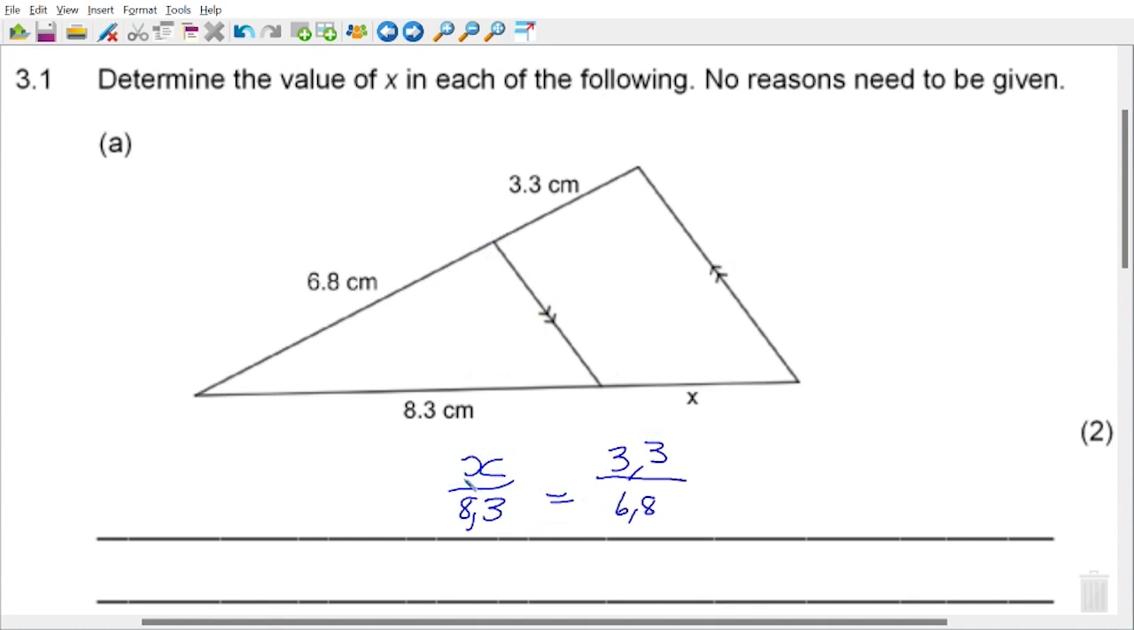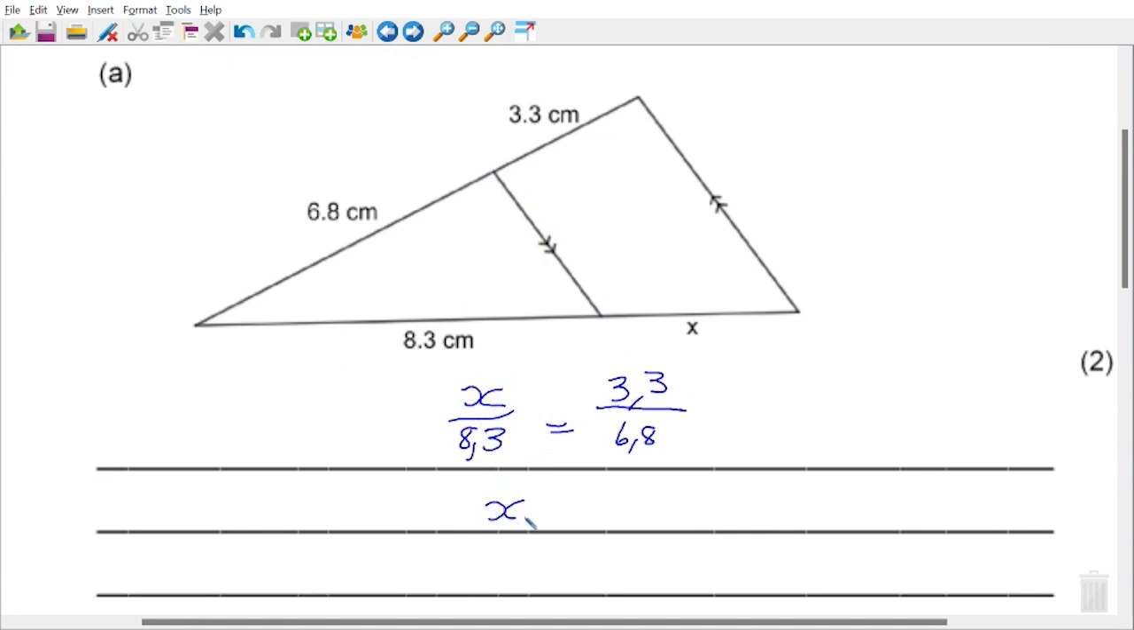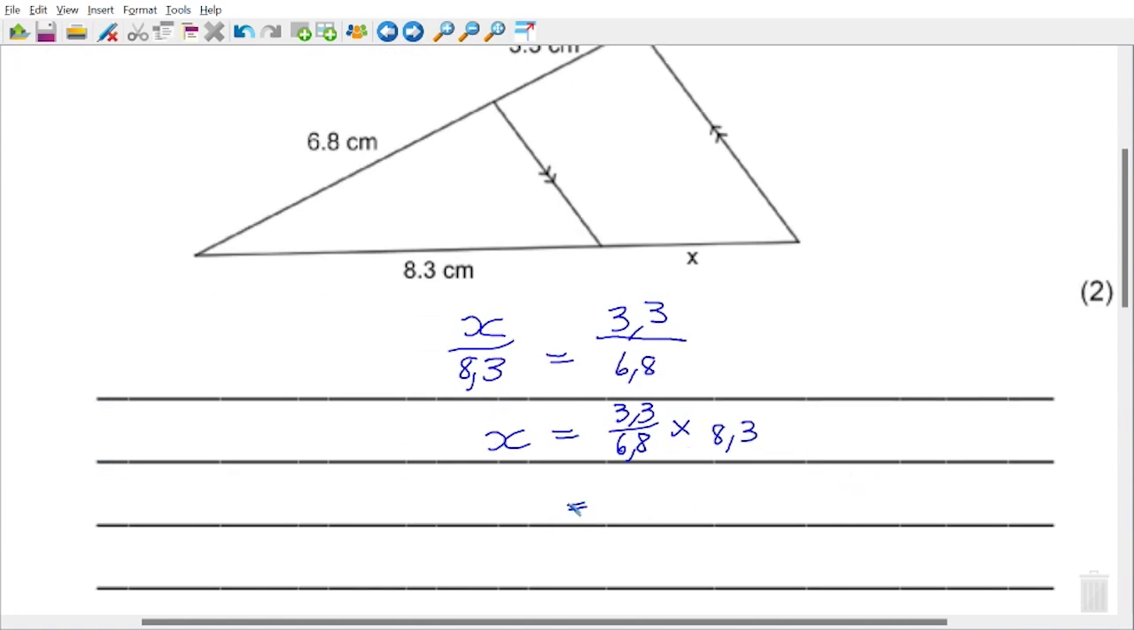What I'm going to do now is multiply both sides by 8.3. So I get 3.3 over 6.8 multiplied by 8.3. Okay, and I get basically 4 centimeters. It's actually 4.03 centimeters, and to one decimal place, it's 4.0 centimeters.